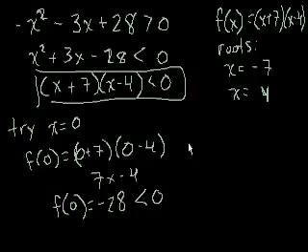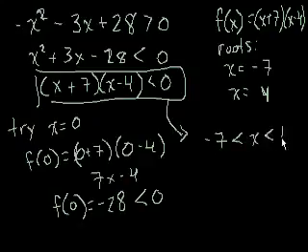So I immediately know that the answer here is all of the x's that are between the two roots. So we could say that the solution to this is minus 7 is less than x, which is less than 4. You could have done it the other way. You could have tried a number that's outside of the roots, either less than minus 7 or greater than 4, and tried it out.